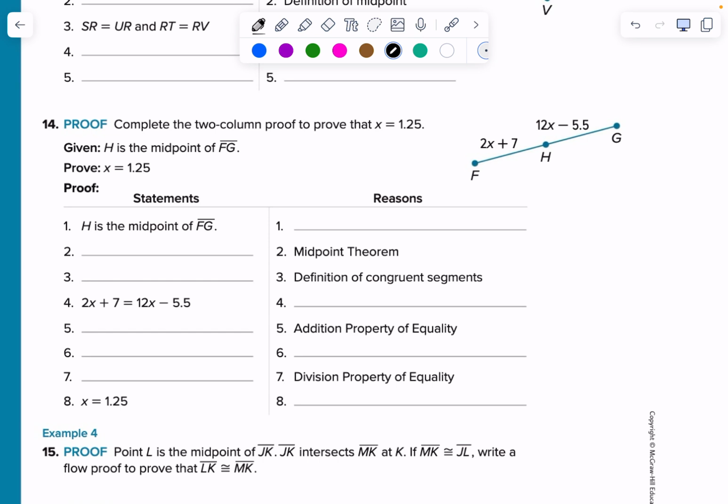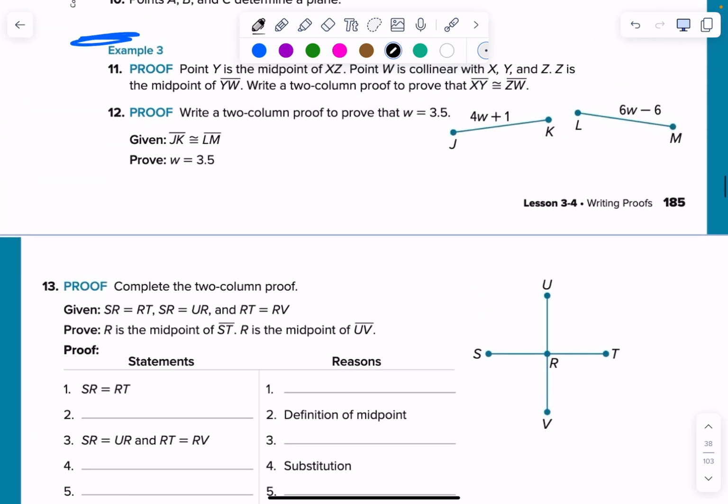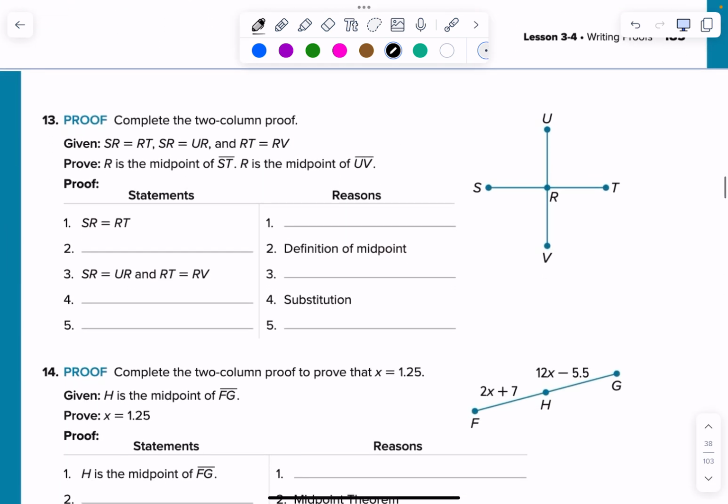Wait a minute, I thought we were on page 185. We are. Okay. He's being a dum-dum. Right. Whatever. All right, goodbye. Which question?